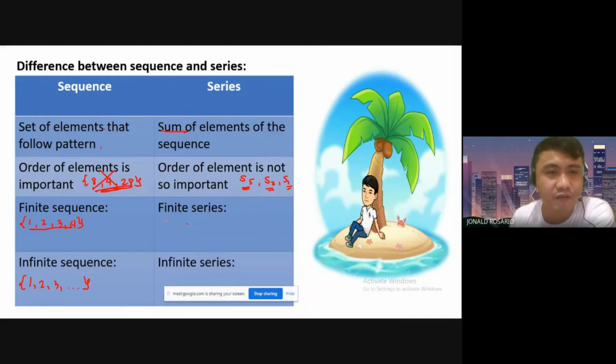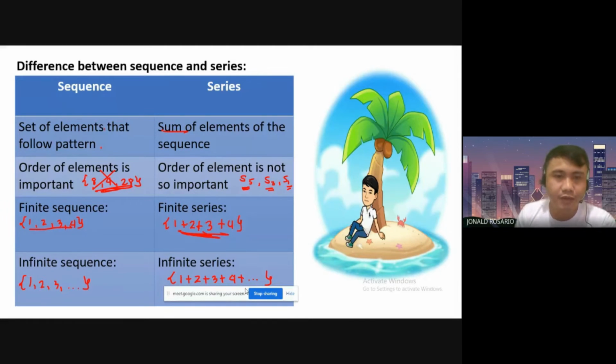So, mayroon tayong finite series. We can have 1 plus 2 plus 3 plus 4. Yan. Ipa-plus lang natin itong apat na ito. Okay? For infinite sequence, we also have infinite series. 1 plus 2 plus 3 plus 4 plus, yan. So that's infinite series.